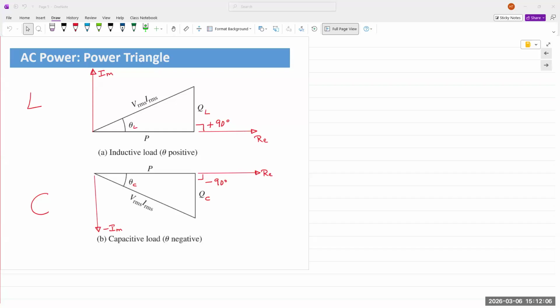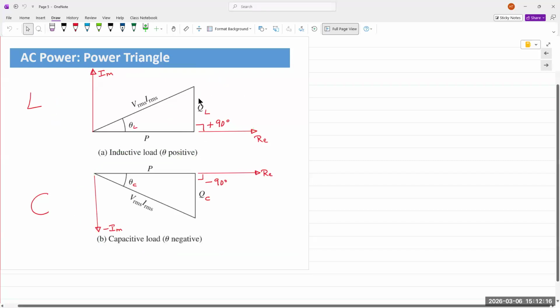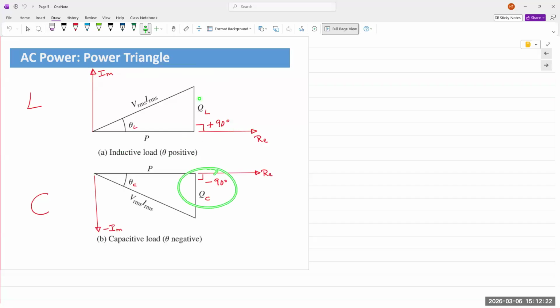Okay, so power triangles. I believe we had stopped here. This is the power triangle for an inductor. This is the power triangle for a capacitor. In an inductor, QL is always pointing straight up, at an angle of plus 90. In a capacitor, it is always pointing straight down, at an angle of minus 90. So we use these and we can define a new term known as power factor.